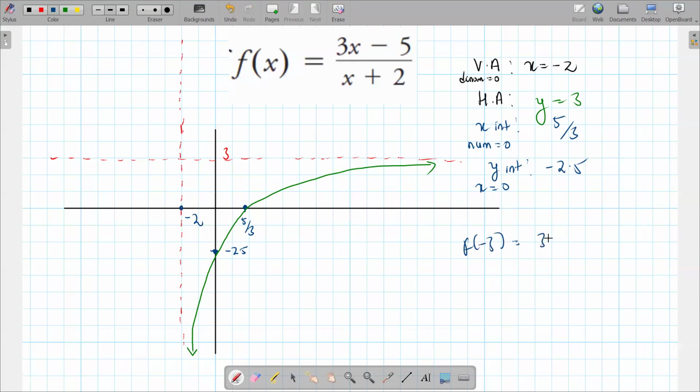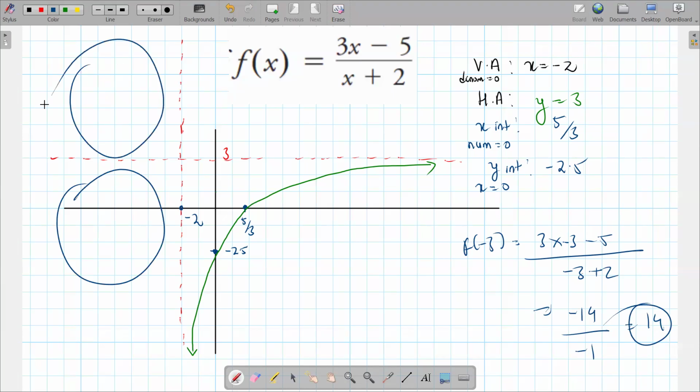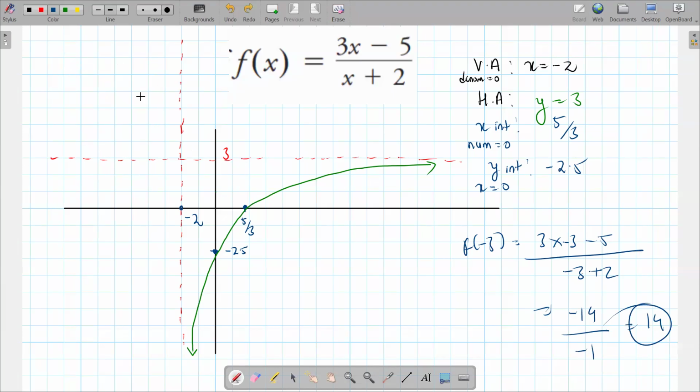So -3. So 3 times -3 minus 5 over -3 plus 2. It's quick maths, negative 14, -1, 14. So the y value is 14 at -3. What does that tell us? Are we in the bottom section here? Are we in the top? The top. So the y value of 14, let's just arbitrarily pick this. This is 14.